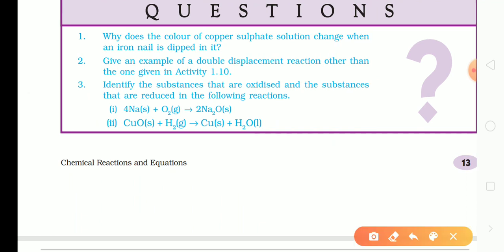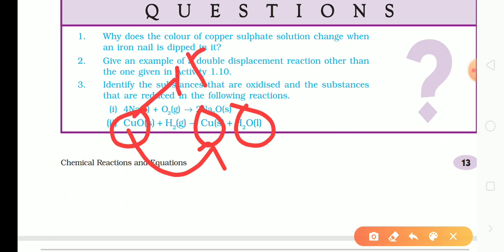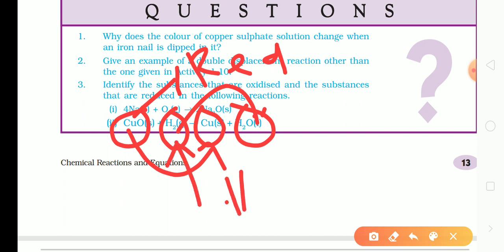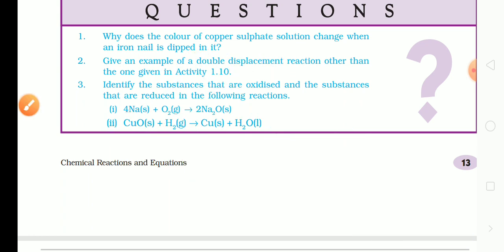Now the second one: CuO plus H2 gives Cu plus H2O. We have seen this example before. Look at what happened after the reaction. CuO becomes Cu, which means it lost oxygen, so CuO gets reduced. H2 becomes H2O, which means it gained oxygen, so H2 gets oxidized. That's all. I think this area is clear.